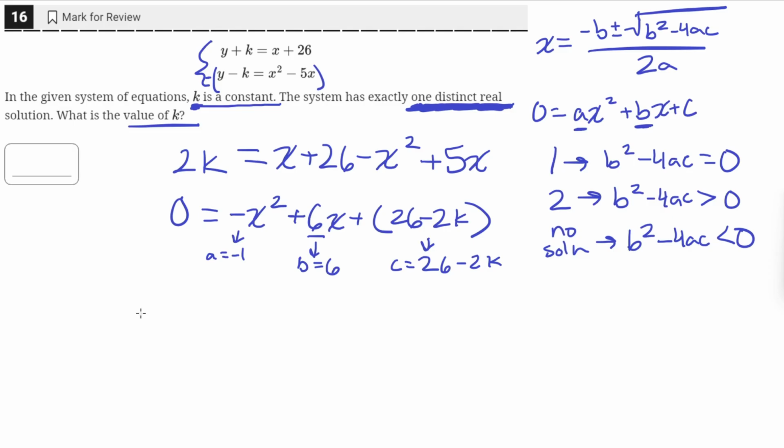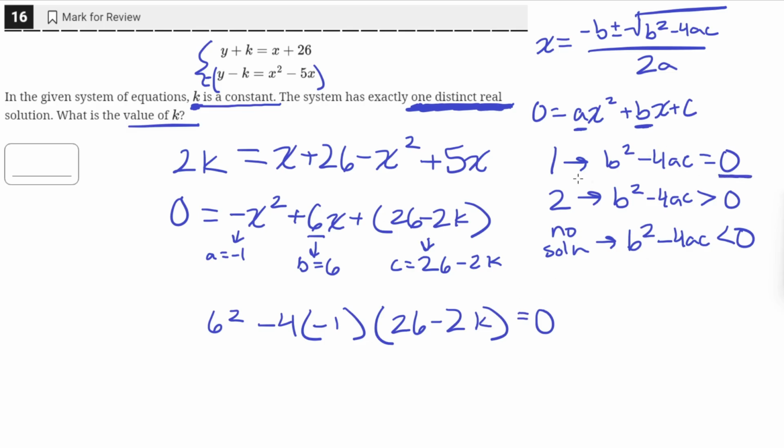So now let's write the discriminant. So the discriminant is b squared. So that means 6 squared minus 4 times a. A is negative 1 times c. And c is 26 minus 2k. And we want that to equal 0 because we want the value of k such that the discriminant equals 0. Because at that value of k, there's only one real solution to the quadratic.